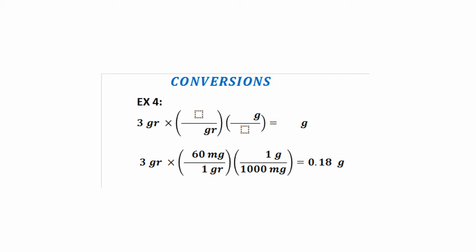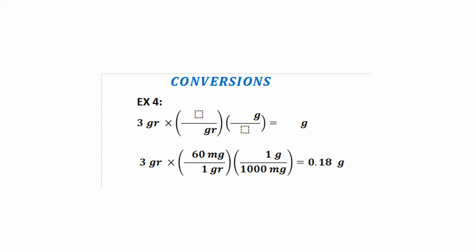In this example, we will convert 3 grains, that's G-R-A-I-N, into grams. So gram goes on top, grain goes on bottom. Most people don't know how many grains make a gram, so we'll use a double conversion. So as we look below, I put a milligram in between them. So we know milligrams and grams and milligrams and grains.